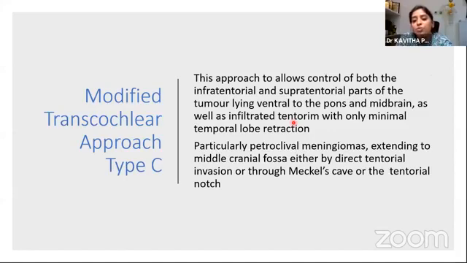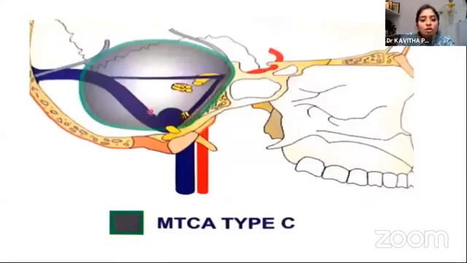Tumors which are ventral to the pons as well as the midbrain, as well as the infiltrated tentorium with little temporal lobe retraction. So particularly petroclival meningiomas extending to the middle cranial fossa either by direct invasion or through the Meckel's cave or tentorial notch. So this is the type C approach.